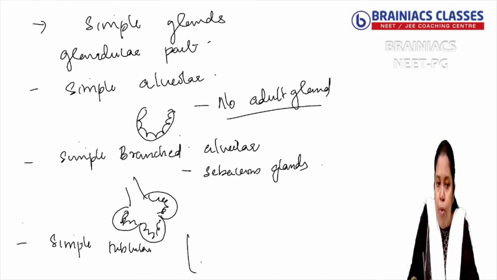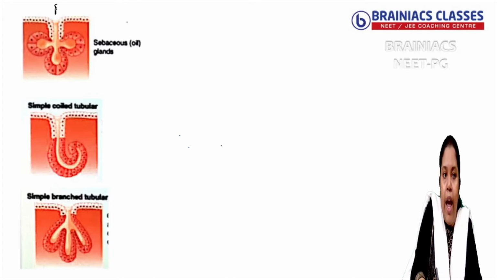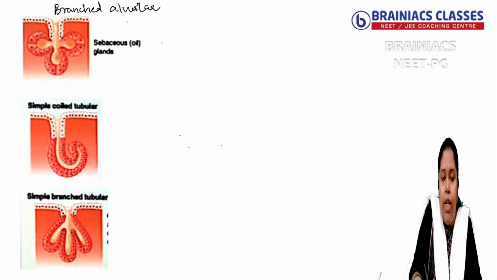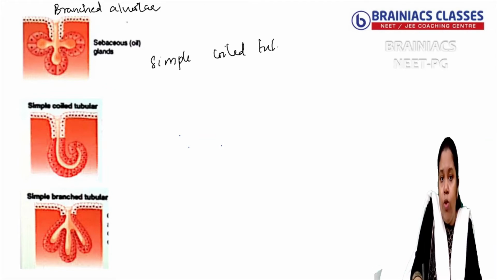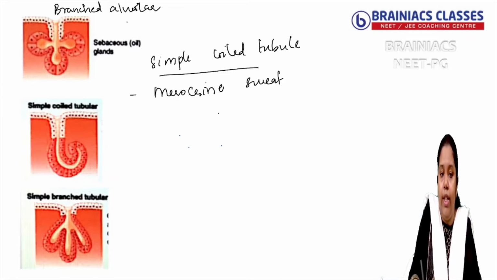Then simple tubular. Here the gland is in the form of a tube. The intestinal glands are simple tubular. Can you see here, this is the simple branched alveolar? Alveolar, or we call it acini. Then the next is simple coiled tubular. Can you see here, it is like a coil; the tube forms a coil. This is the merocrine sweat glands. Merocrine sweat glands are simple coiled tubular glands.